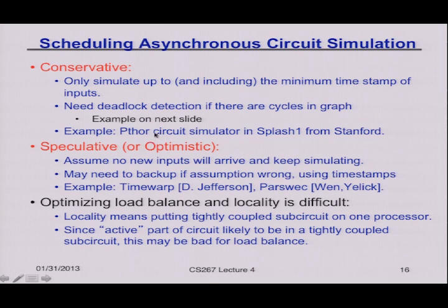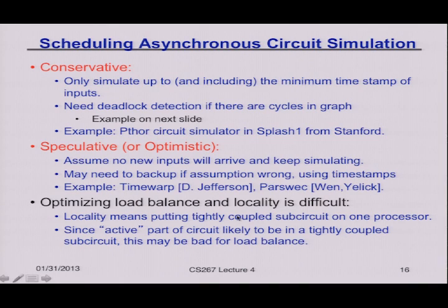Both of these are used in practice, so the conservative approach appears in this particular circuit simulator, PTHOR, and the other one appears in a different circuit simulator. So one size does not fit all. In all these cases, you have to optimize both load balance and locality, and that's going to be a challenge in all of these cases.